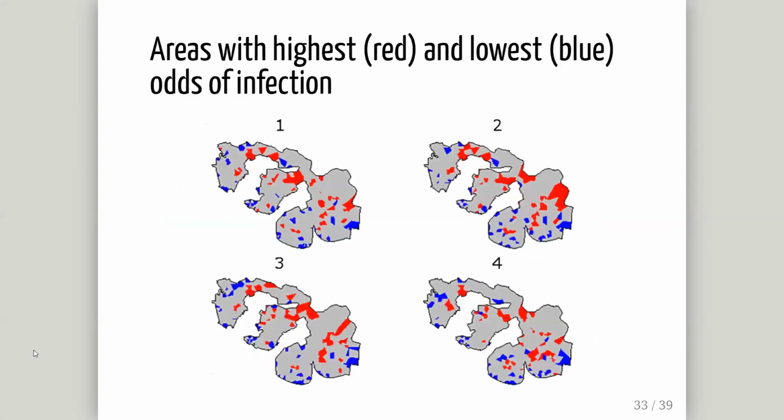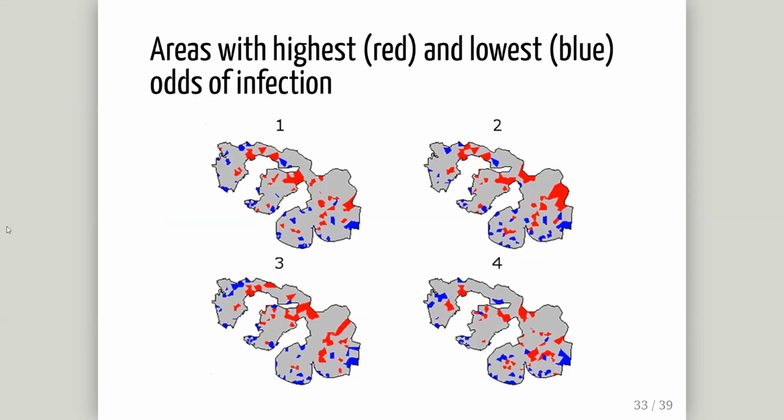These maps show the areas with the highest in red and lowest in blue odds of infection over time. So we see that the areas with the highest and lowest odds of infection are more or less the same over time.